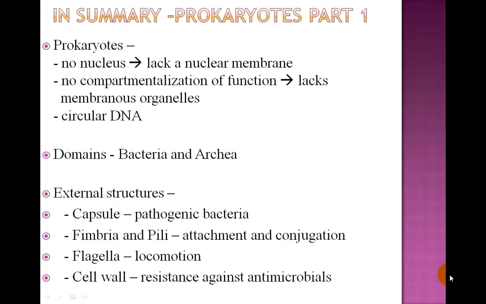The external structures we went over were the capsule, which is found mainly in pathogenic bacteria, the Fimbria, which allows for attachment, and the Pili, which allows for conjugation, the flagella, which helps with locomotion, and the cell wall, which is medically important due to the resistance against antimicrobials. This concludes part 1.